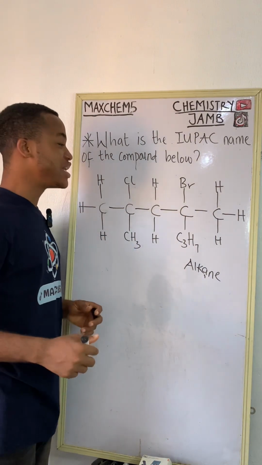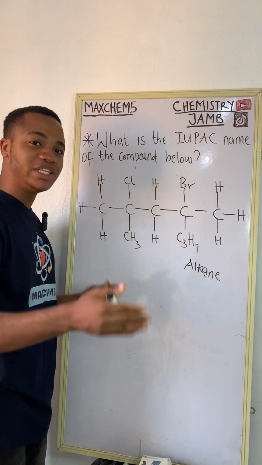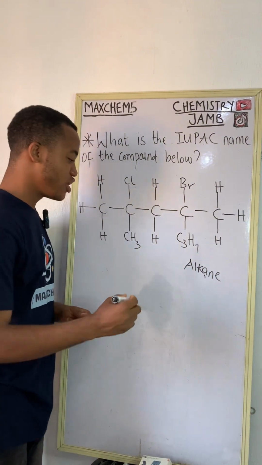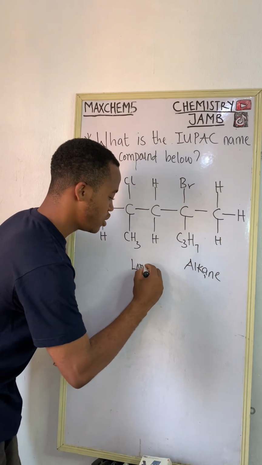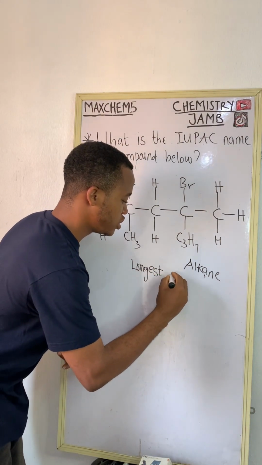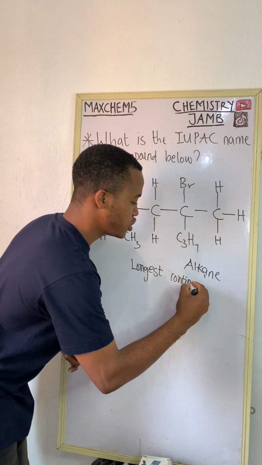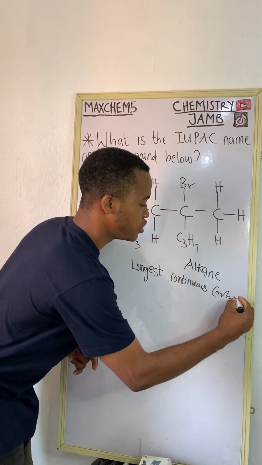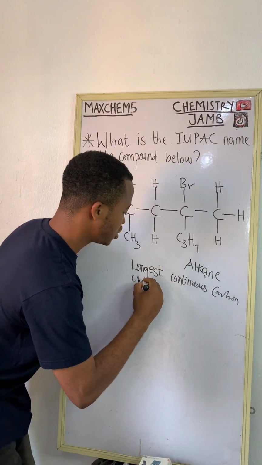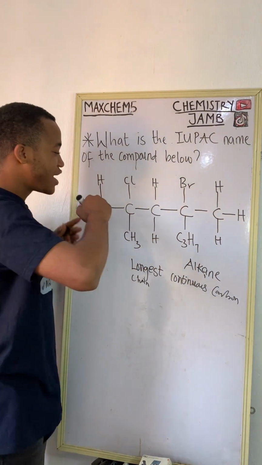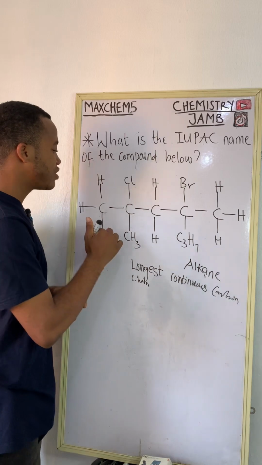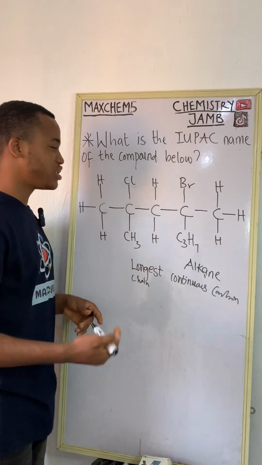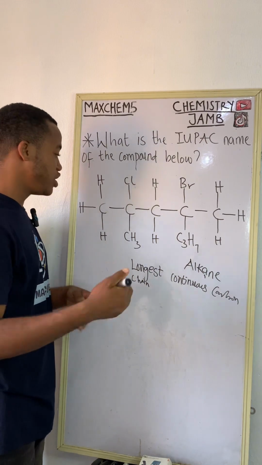So the first step in naming this compound is to locate the longest continuous carbon chain. We are locating the longest continuous carbon chain. If we were to count like this, 1, 2, 3, 4, 5. This is 5. Let's try if we can have another way that will be longer.